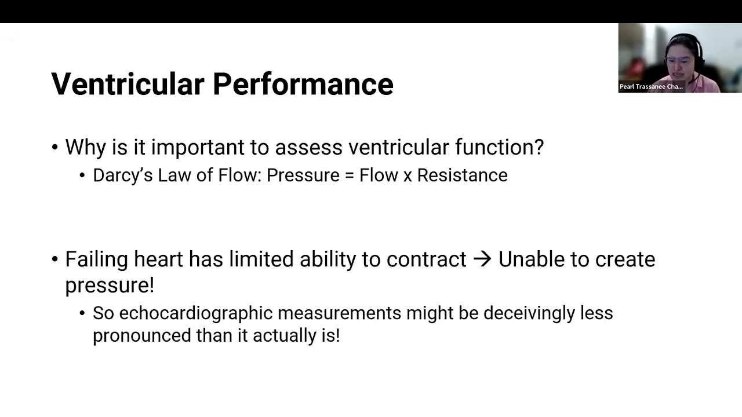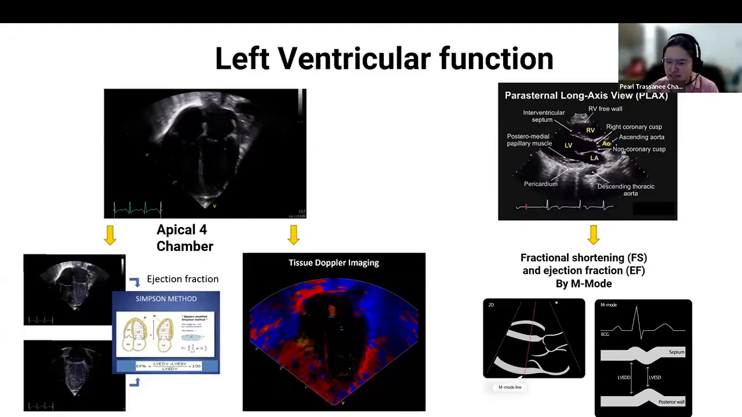But that pressure measurement doesn't depend solely on the pulmonary vascular resistance. It also depends on the ability of the ventricle to generate flow. The pressure estimates are only as good as the ventricle producing them. Therefore, weak ventricles may generate deceptively low pressures, causing severe pulmonary vascular disease to look less severe than it truly is. For left ventricular function, multiple modalities are used for assessment, including ejection fraction, tissue Doppler imaging, and M-mode-derived fractional shortening.